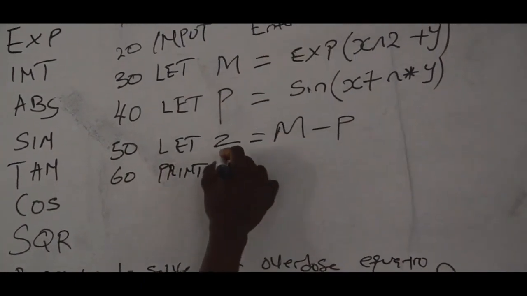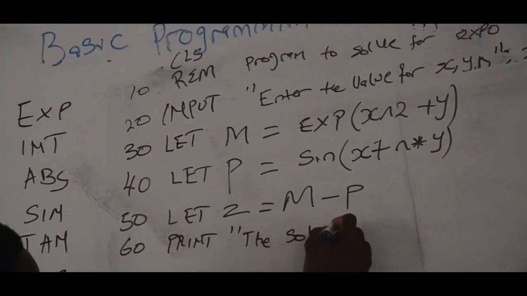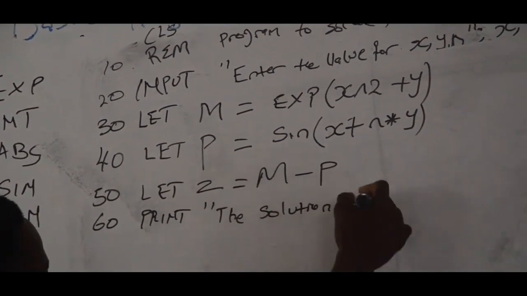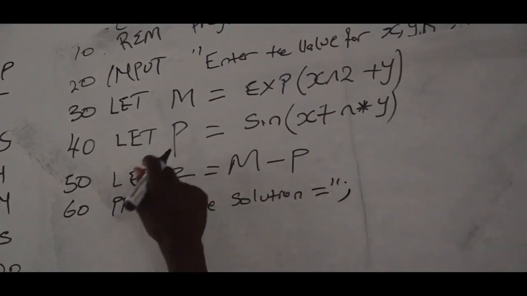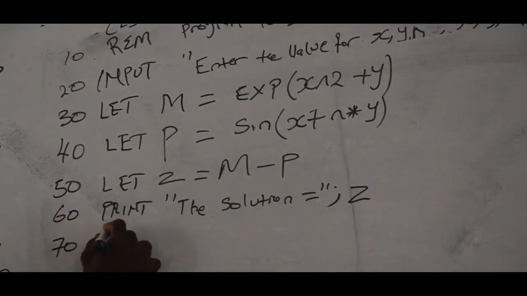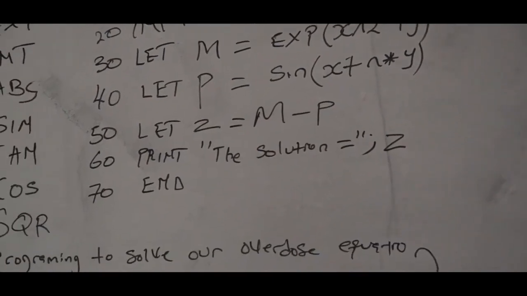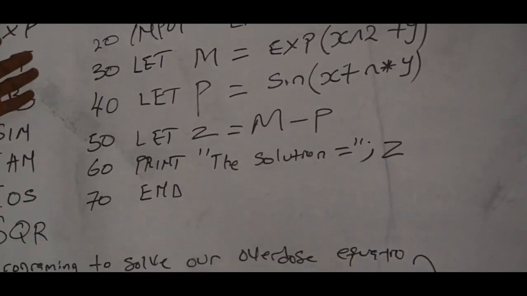What do you want to print? The solution equals, or is, z. Z is what we need. So then your line 70, you end your program. And that's how the program ends, and you are going to see the answer.